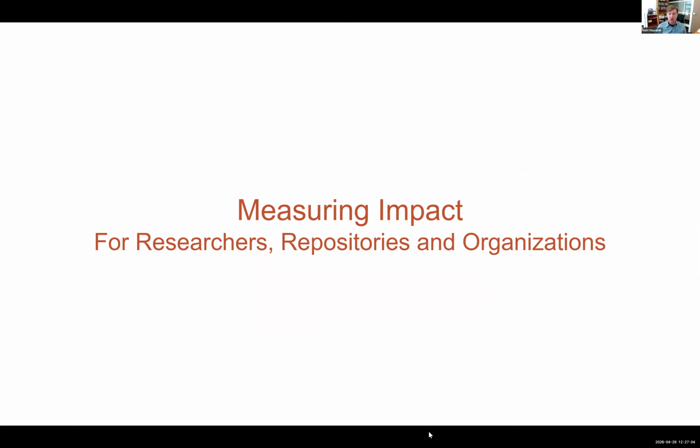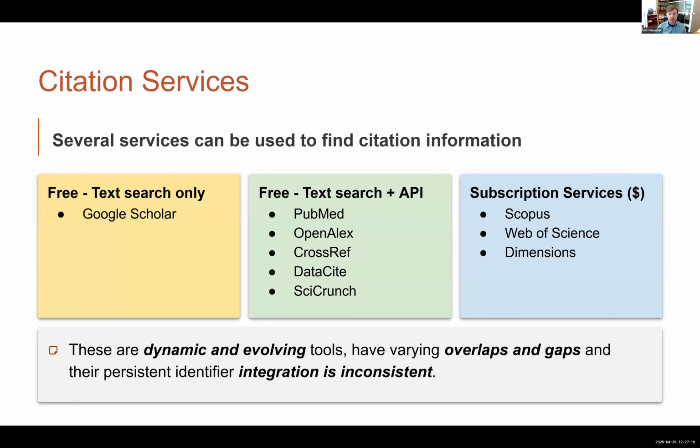So now we're going to transition into the last major section here, which is looking at how we measure impact once we've assigned some identifiers and maybe tried to make these citation recommendations more visible on our repository websites. How do we go about trying to find this information?